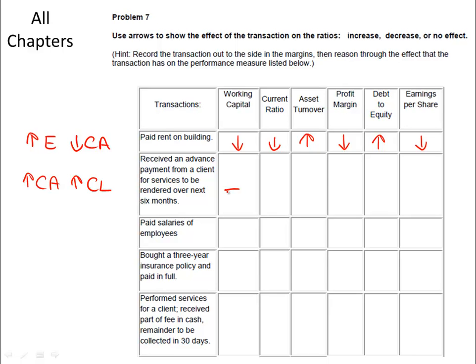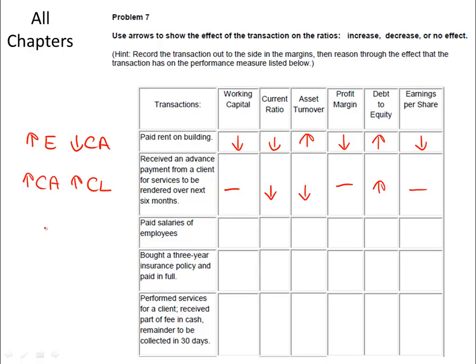But when you're doing the current ratio, if both the numerator and denominator are increasing, then the current ratio decreases. The asset turnover also goes down. There is no impact on profit margin because there was nothing about revenue or expense there. Debt to equity increases because current liabilities increased. And earnings per share, no impact because no accounts were involved in that computation.